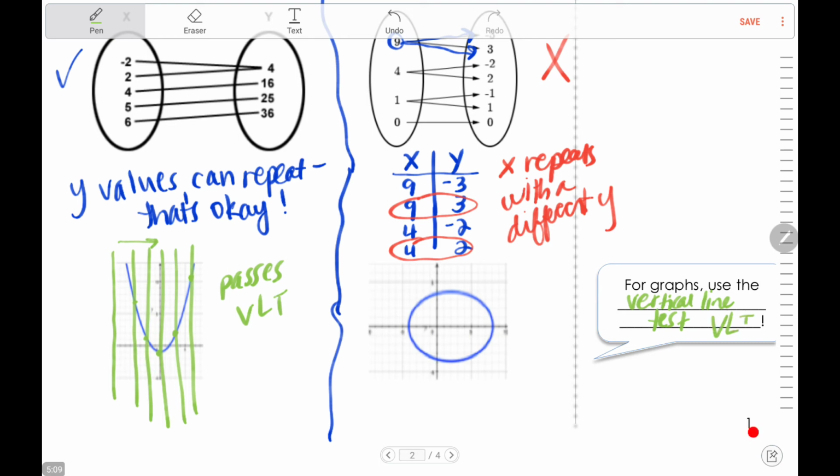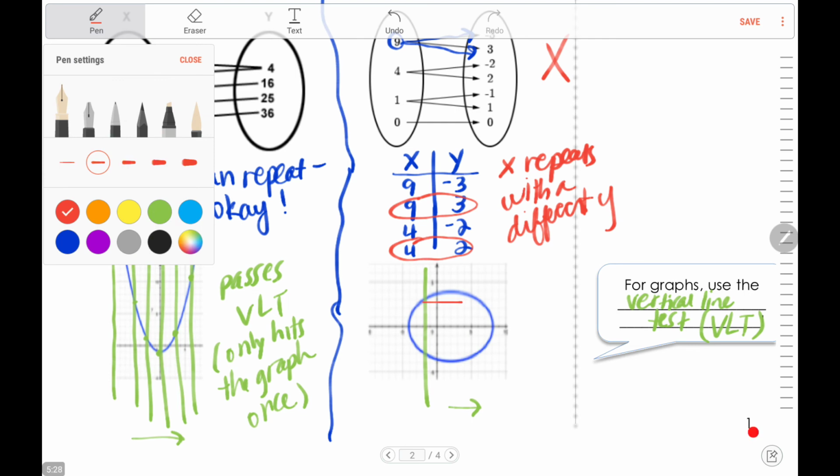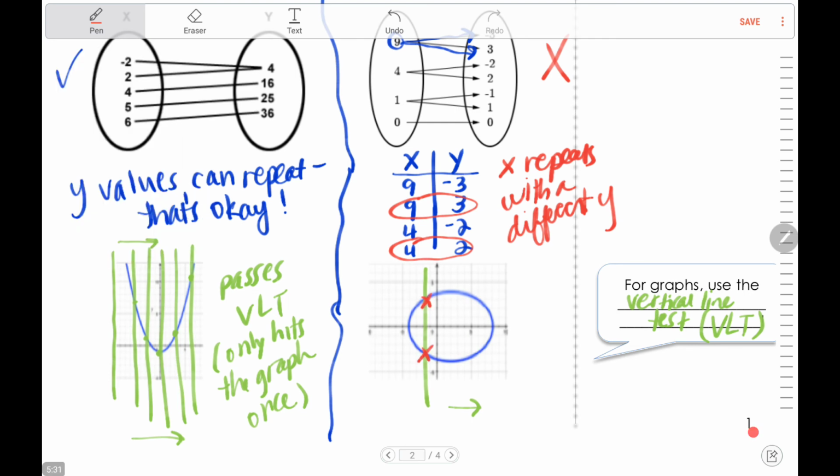This is VLT. Okay? Because the line only hits the graph once as it's sliding across. So let's take a look at this one. If I'm sliding this line across, already I see that it hits the graph once, twice. So it fails the vertical line test because it hits the graph more than once.